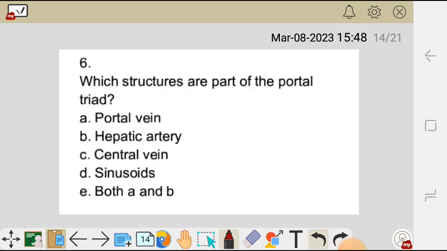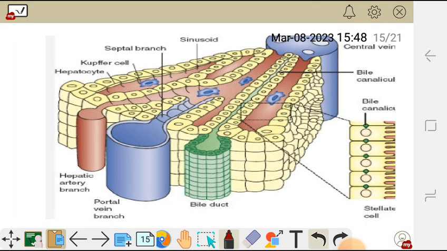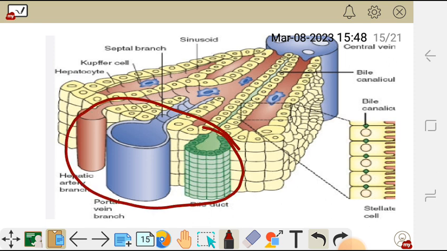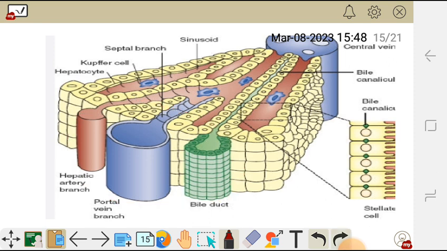We move on to question 6. Question 6 reads, which structures are part of the portal triad? A. Portal vein. B. Hepatic artery. C. Central vein. D. Sinusoids. E. Both A and B. So a portal triad is simply a triad formed in the angles of the hepatic lobule, which is a functional hexagonal structure of the liver.